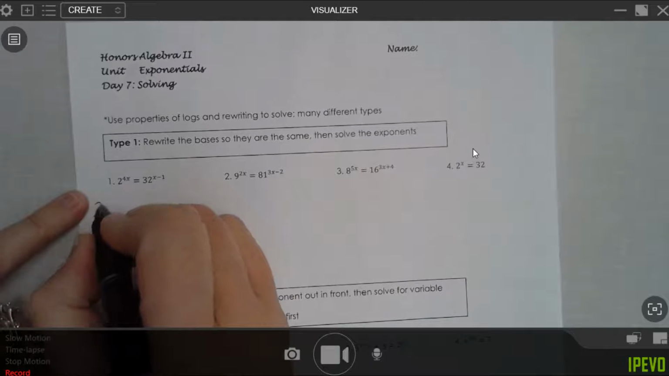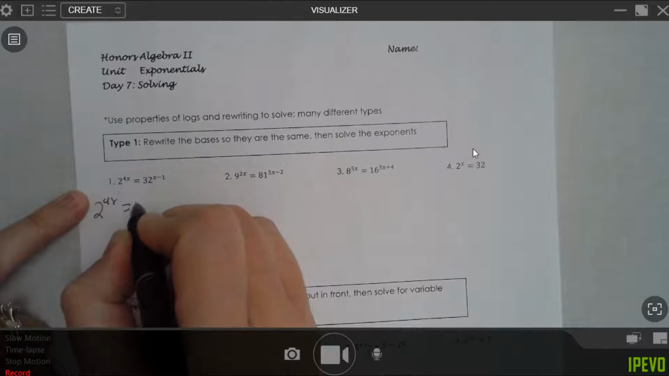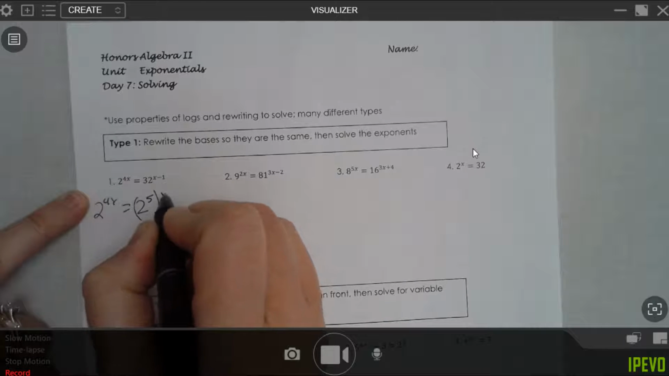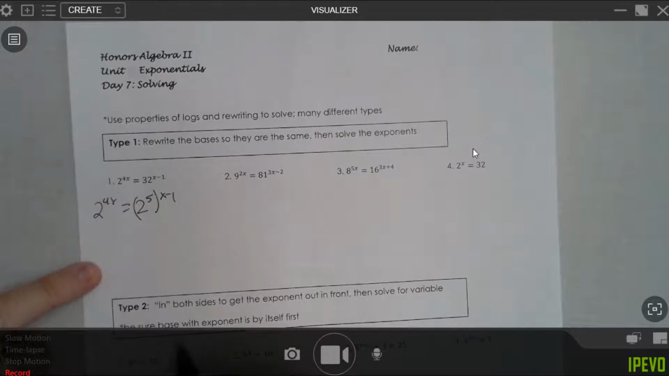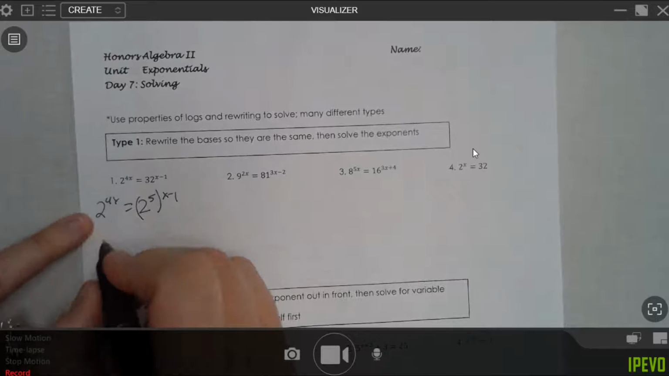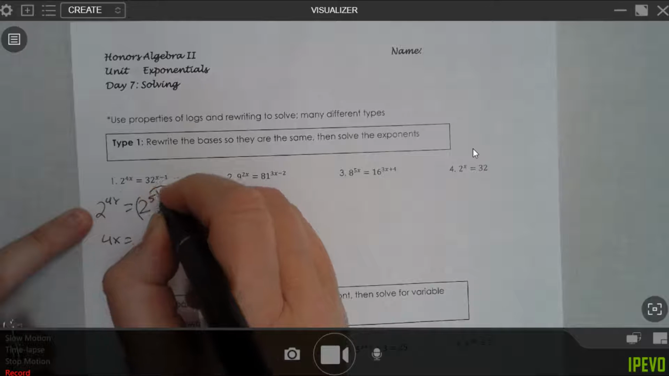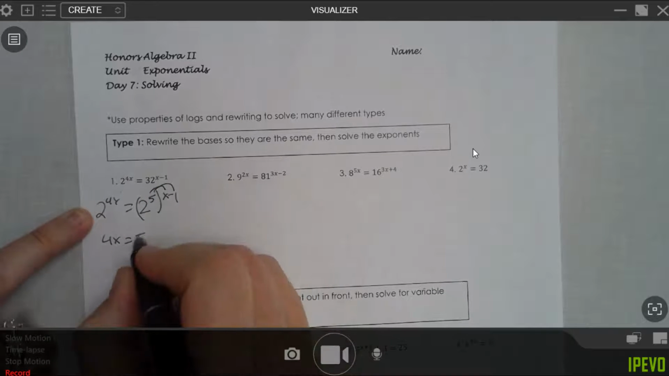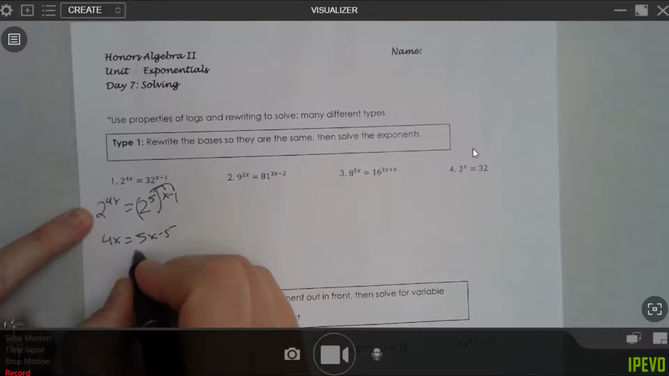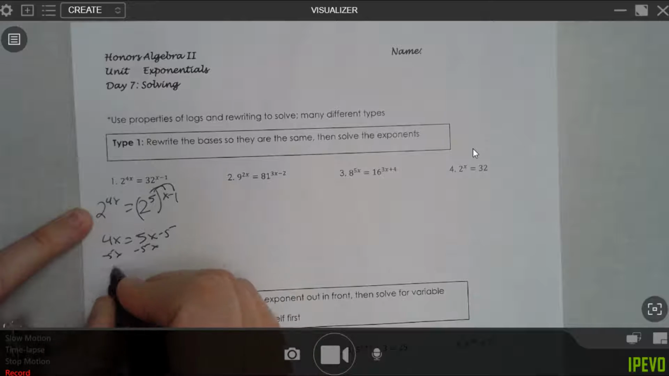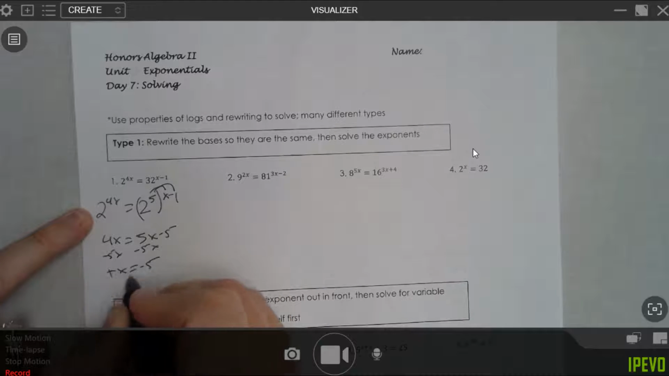So this side says 2 to the 4x, but 32 is 2 to the 5th. Now they're both the base of 2, so they cancel, and we're just going to solve the exponent. So it'd be 4x equals, I'm going to distribute my 5 to both terms, so it'd be 5x minus 5. Subtract over my 5x, and we're going to get x equals 5.